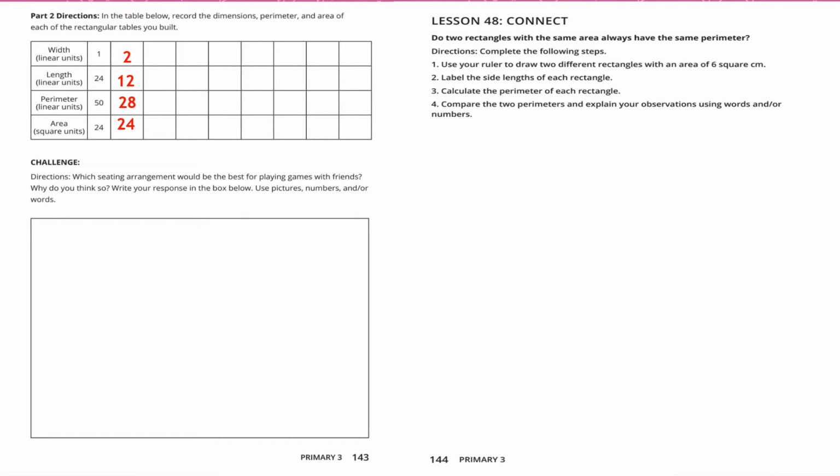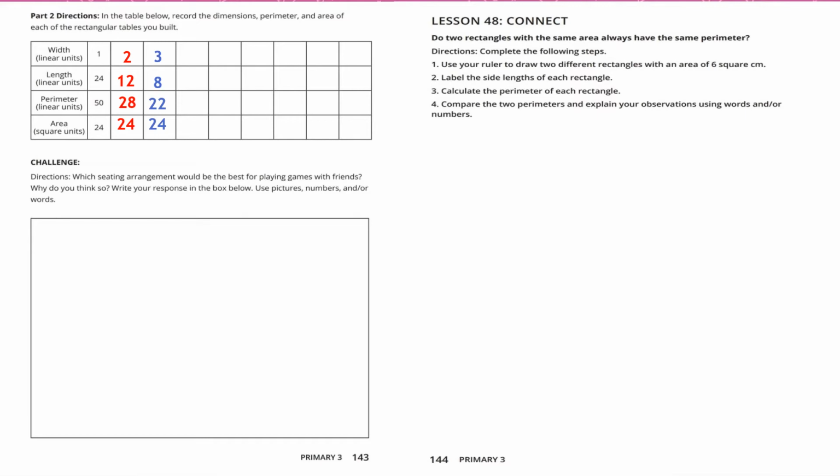The next dimensions, length and width, 3 and 8. We said 3 times 8 equals 24. So the area here is 24. The perimeter, we will add the sides. So 3 plus 8 plus 3 plus 8. 3 plus 3 equals 6. And 8 plus 8 equals 16. So 6 plus 16 is 22. And the area will be 24.